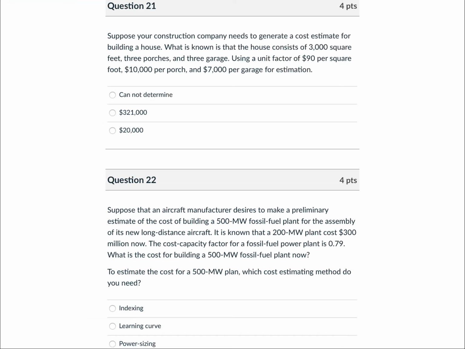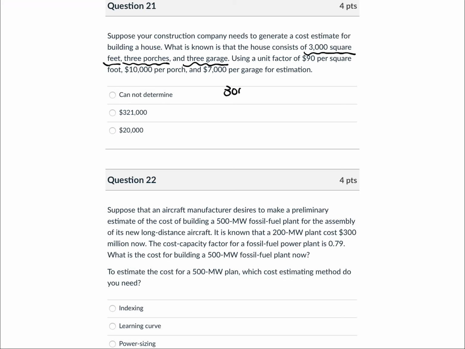Suppose your construction company needs to generate a cost estimate for building a house. What is known is that the house consists of 3,000 square feet, the house size, 3 porches, 3 garages. Using a unit factor of $90 per square foot, 10,000 per porch, and 7,000 per garage for estimation. So what is the cost for this house?